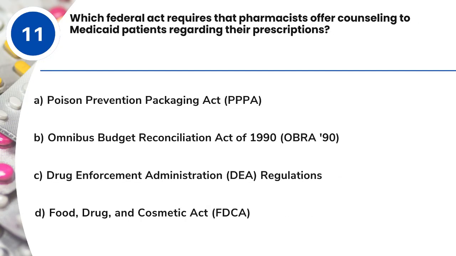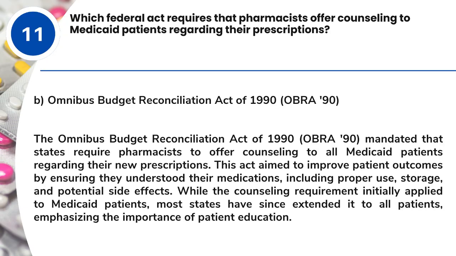Question 11. Which federal act requires that pharmacists offer counseling to Medicaid patients regarding their prescriptions? A. Poison Prevention Packaging Act, PPPA. B. Omnibus Budget Reconciliation Act of 1990, OBRA 90. C. Drug Enforcement Administration Regulations. D. Food, Drug, and Cosmetic Act, FDCA. Answer B. Omnibus Budget Reconciliation Act of 1990, OBRA 90.